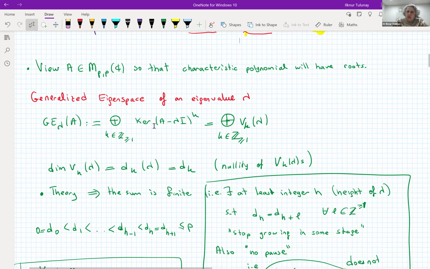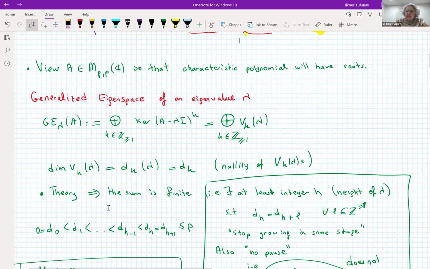And the dimension of each of these spaces is d_K. If you want to specify the eigenvalue, you can use lambda here, but we usually use d_K for our cases. This is called the nullity of the vector space V_K of lambda. This K represents the power of A minus lambda I.